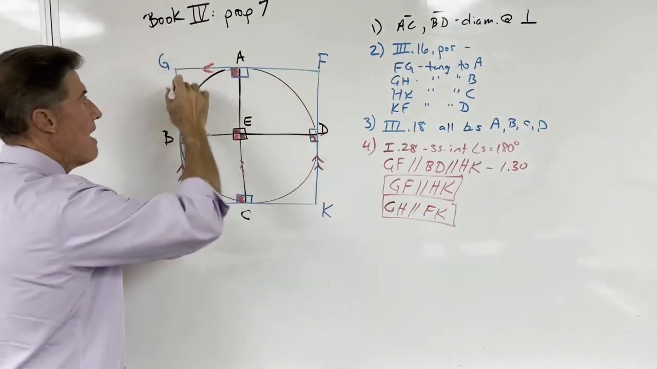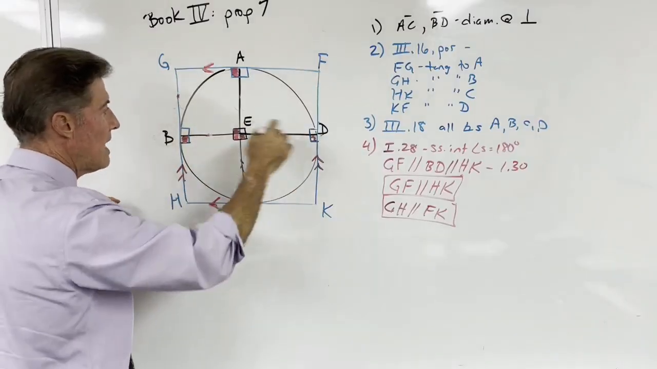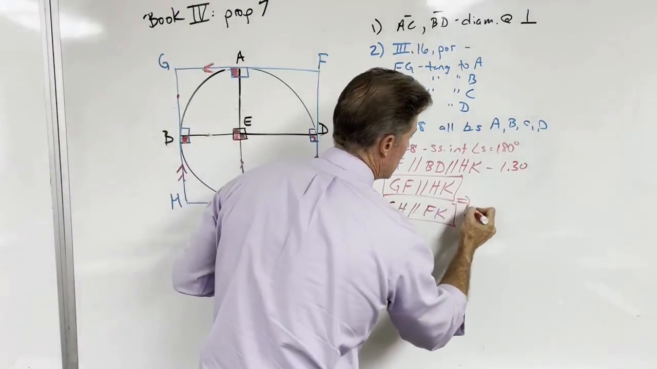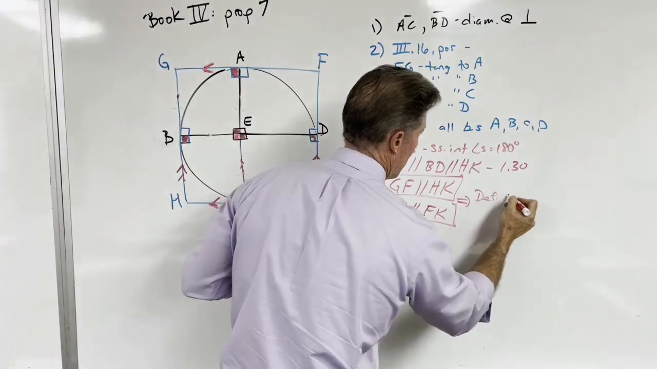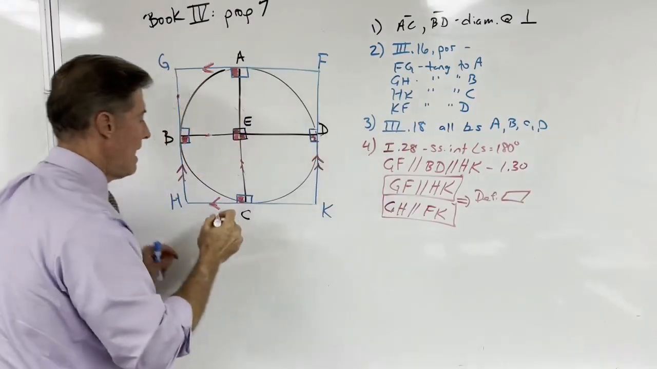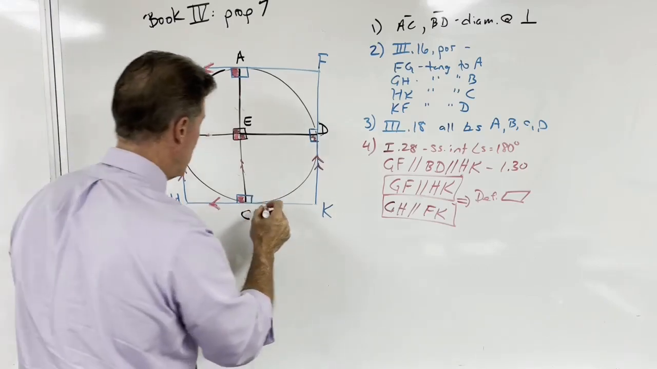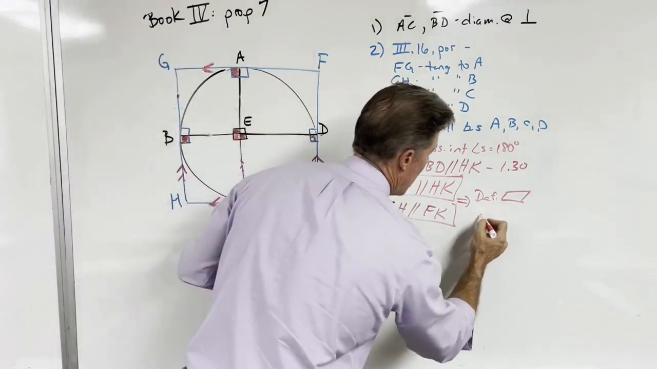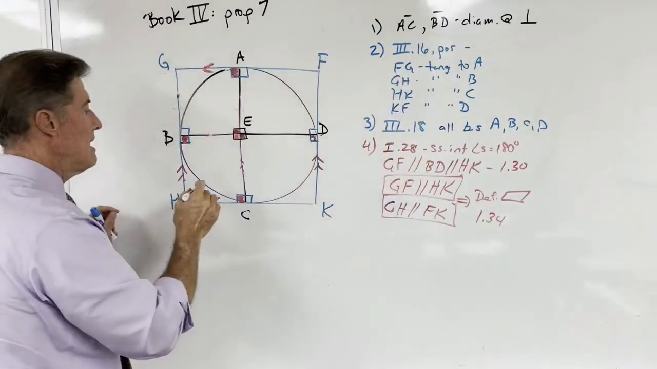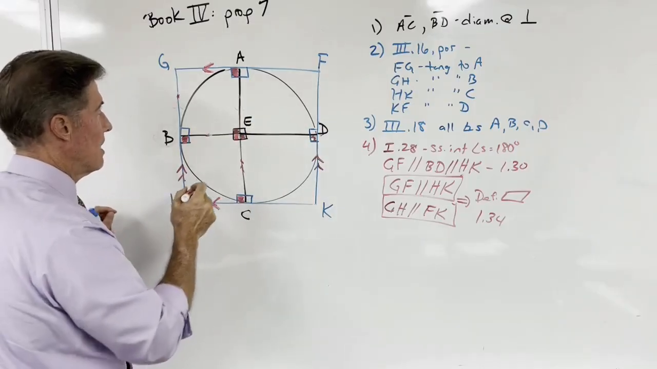Which means we have a four-sided figure, a quadrilateral, where we have two sets of parallel sides. So that is the definition of a parallelogram. And we can use the definition. So we know that one of the features of a parallelogram, according to Prop 34 of Book 1, is that the opposite sides of a parallelogram are equal to each other.